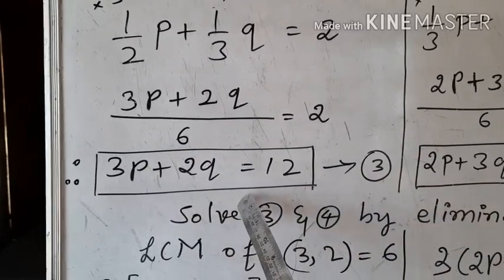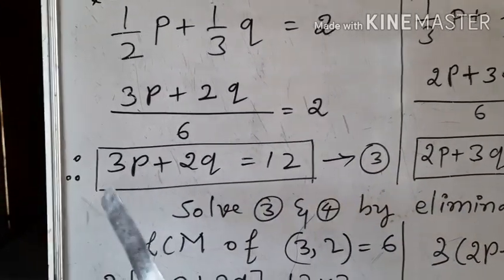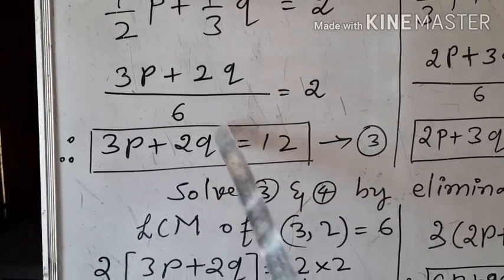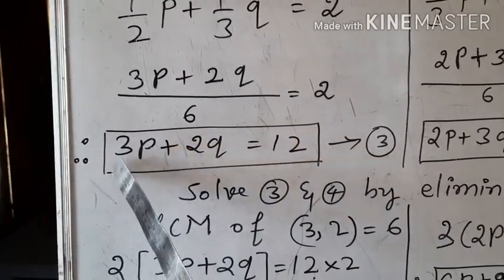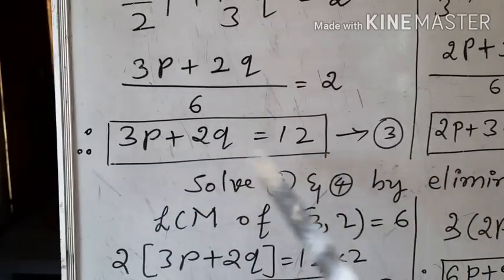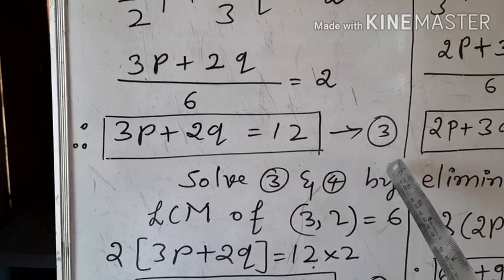Now, 3p plus 2q is equal to 12 is a linear equation in p and q, where q's power is 1, p's power is 1. Thus, 3p plus 2q is equal to 12 is a linear equation in p and q. I call this equation 3.